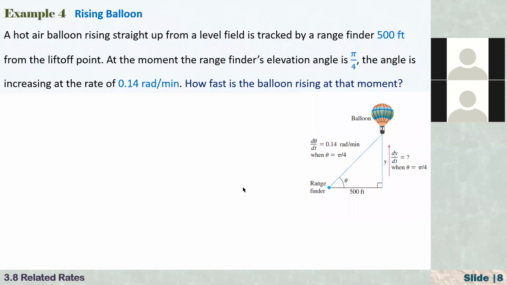Another example, maybe the last example. In the afternoon, we will continue. A hot air balloon rising straight up from a level field is tracked by a rangefinder 500 feet from the lift-off point. So that is the rangefinder standing here. That's the lift-off point, right? At the moment, the rangefinder's elevation angle is pi over 4, the angle increasing at the rate of 0.14 radian per minute. How fast is the balloon rising at that moment?